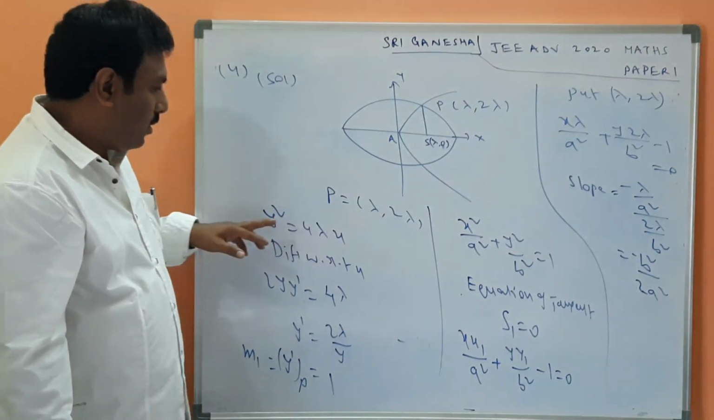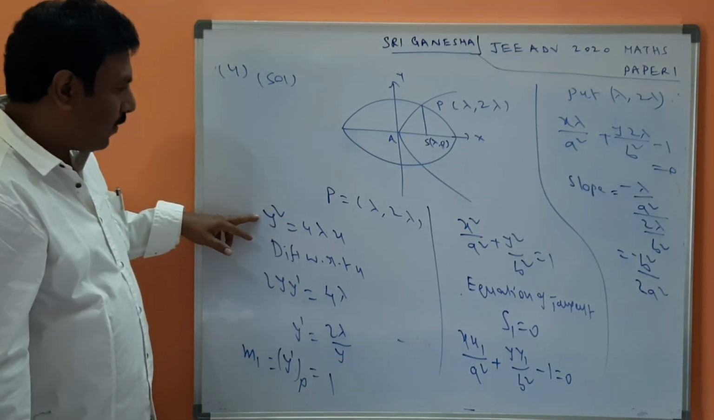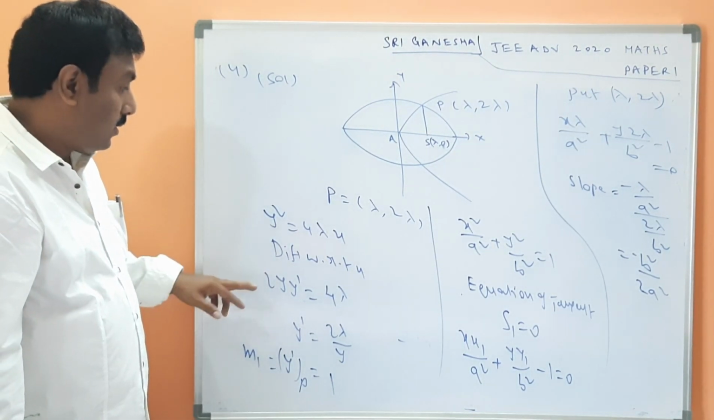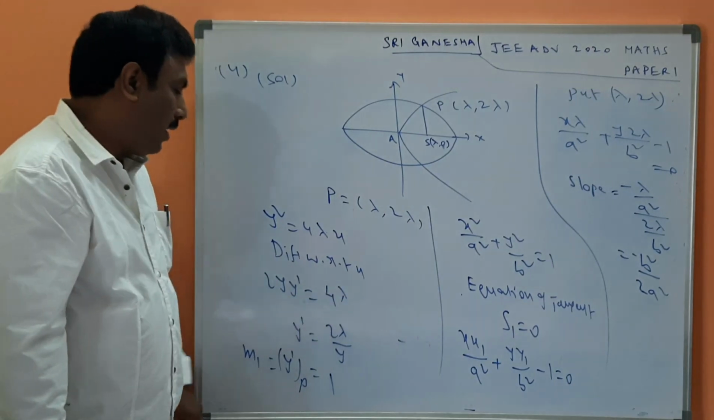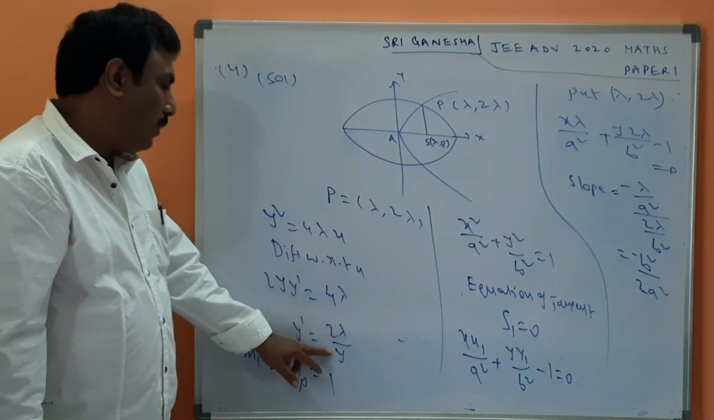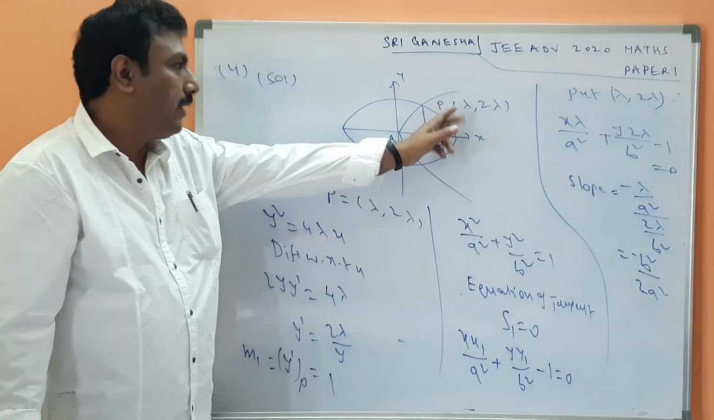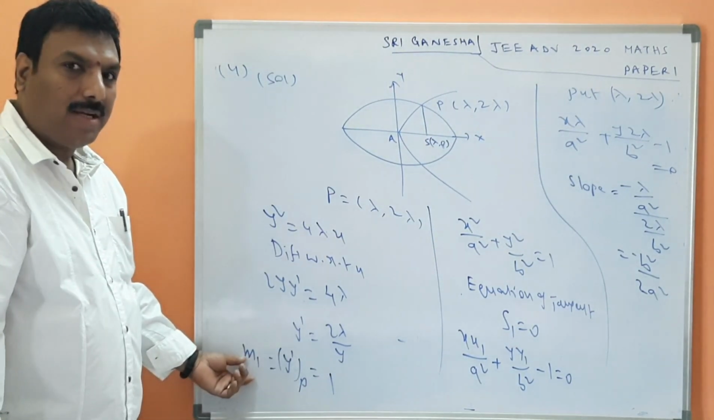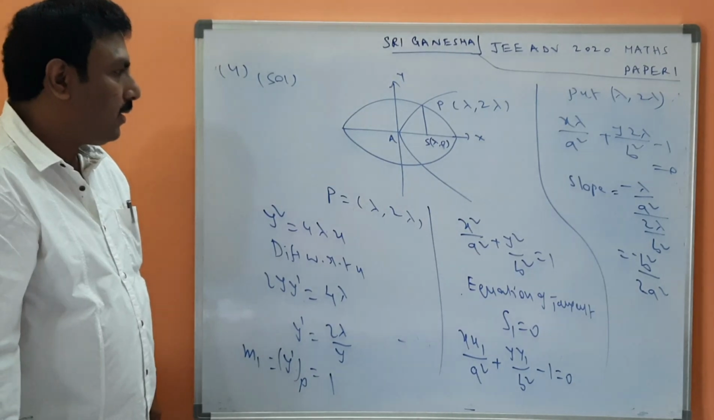Now let me take the parabola equation y square equal to 4 lambda x. Differentiating with respect to x, 2y y dash equal to 4 lambda. So y dash equal to 2 lambda by y. Substituting the point P, we are getting 1. So m1 is the slope of the tangent of the parabola at the point P.